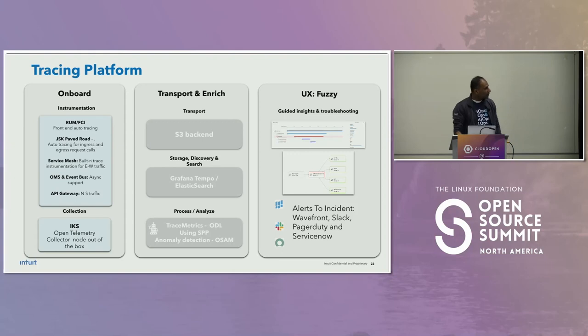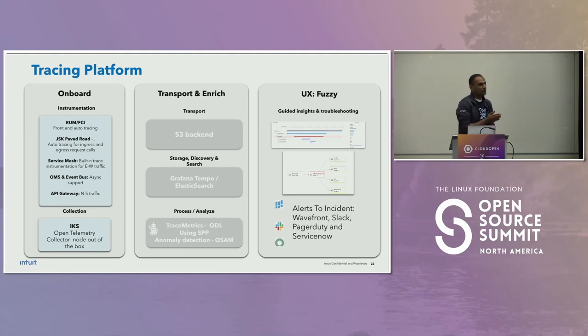So a quick look at our tracing platform. This is like a logical architecture to just give an idea of how it looks like. Instrumentation, we want to provide instrumentation and support out of the box as much as possible. So these are the various flavors of services and front-end assets that take benefit from tracing. So we have the real user monitoring that I talked about earlier, which is the front end. And then for services that are built using Java, we have the JSK payload support.